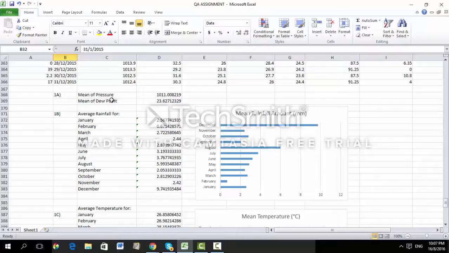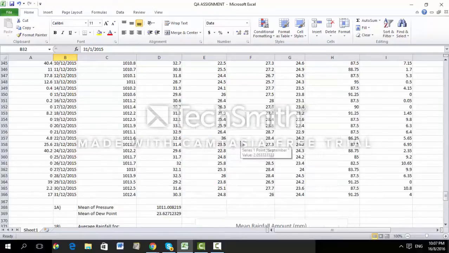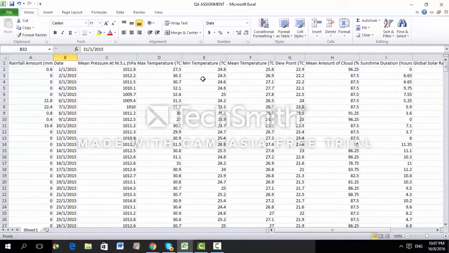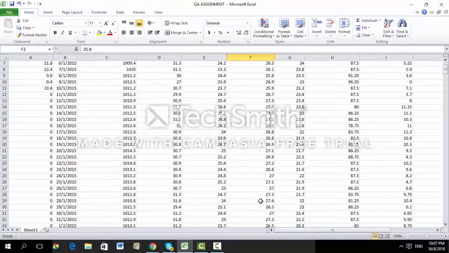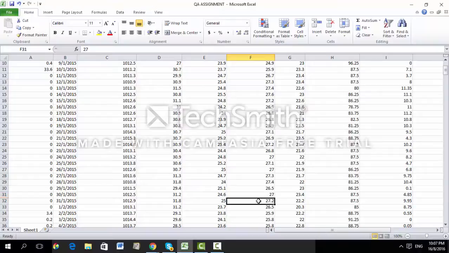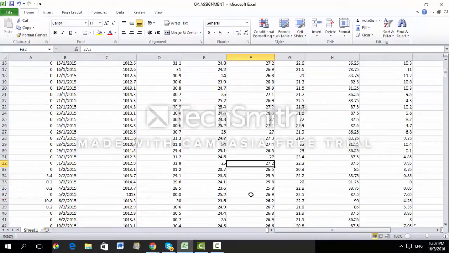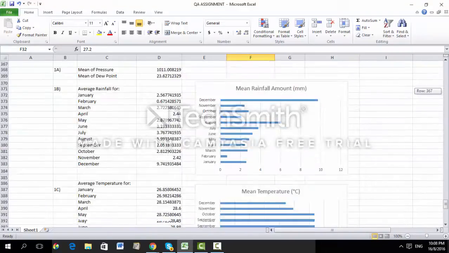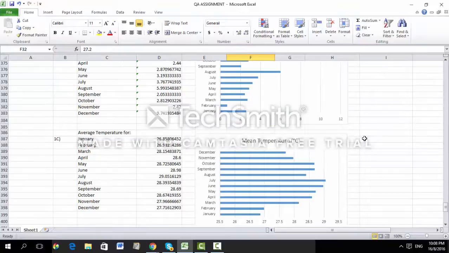And then for the third part C, it says to plot the average daily mean temperature for each month in the year as well. So all I did was take this whole part for January and then calculate the average, and I did the same for the 12 months, and after which I just plot the mean temperature right here. So as you can see, these are all the statistics that I calculated.